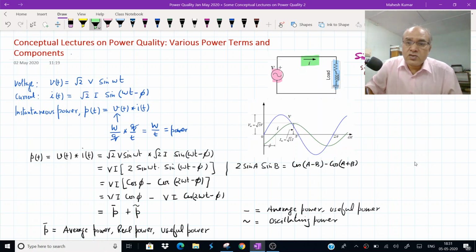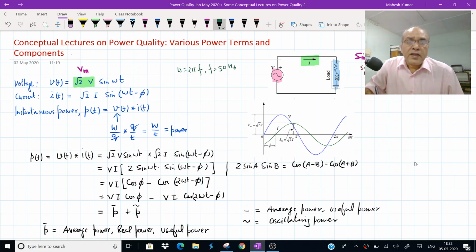Now this voltage source is an AC source, so it has a magnitude given by root 2 V, which is also called the peak voltage or maximum voltage, Vm, and sine omega t. Since it is AC in nature, it has a frequency of omega, and omega is given as 2 pi f, where f is the supply frequency. f is normally 50 hertz for our country, and it is 60 hertz for some countries.